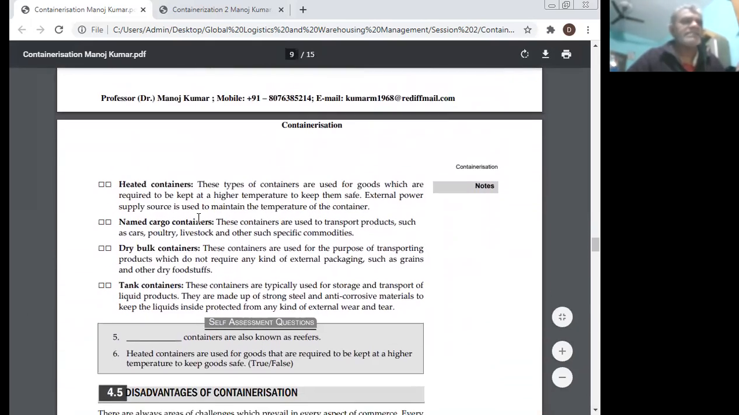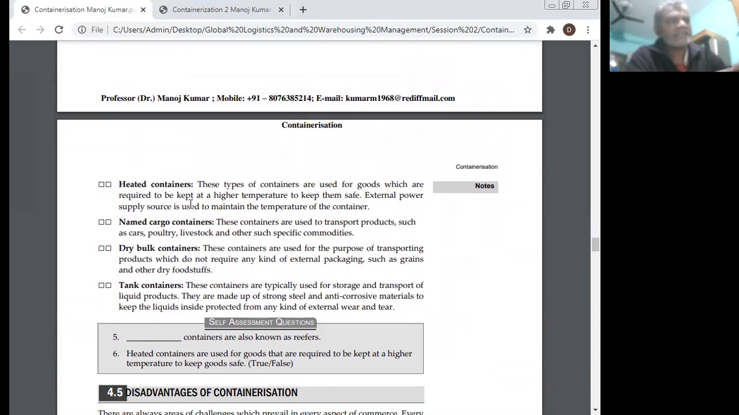Heated container: these types of containers are used for goods which are required to be kept at a higher temperature to keep them safe. An external power supply source is used to maintain the temperature of the container. Named cargo container: these containers are used to transport products such as cars, poultry, livestock, and other such specific commodities. Dry bulk container: these containers are used for transporting products which don't require any kind of external packaging, such as grains and other dry foodstuffs.